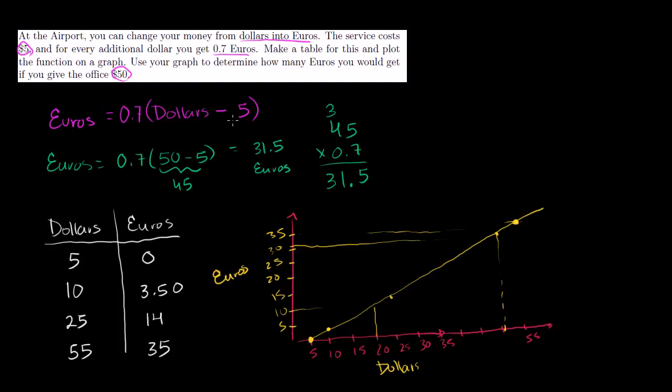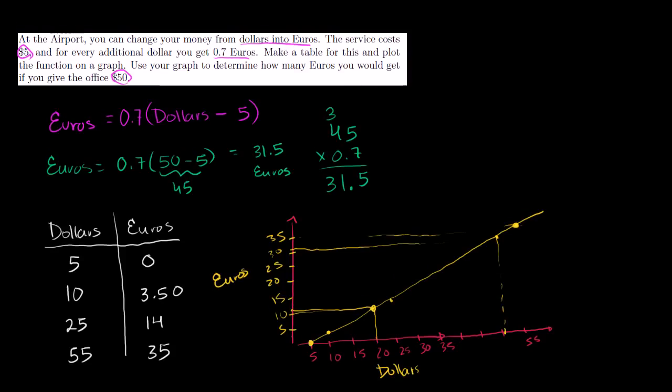When you say 20 minus 5 is 15. 15 times, actually, it'll be a little over $10, which is right. So it's right over there, right? If you put $20 in there, 20 minus 5 is 15. 15 times 0.7 is $10.50, which is right there. So you can look at any point in the graph and figure out how many euros you'll get.